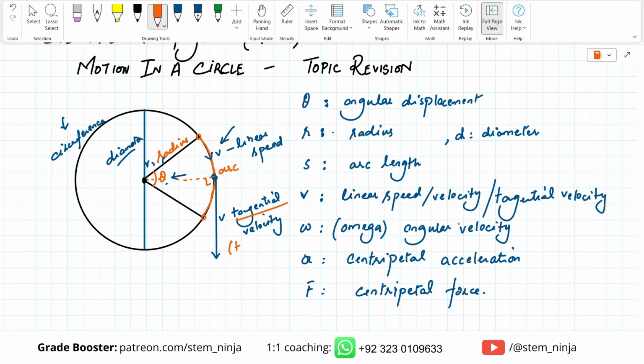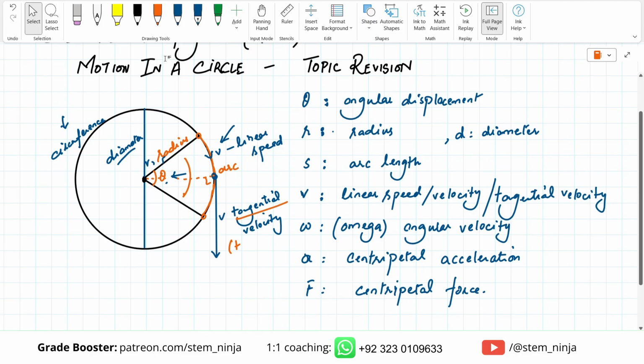Omega, angular velocity, is the rate of change of angular displacement. And centripetal acceleration and centripetal force are simply related by Newton's second law.